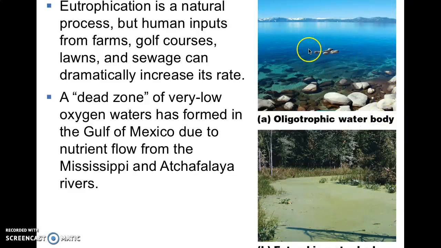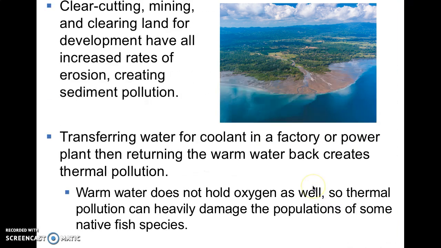We talked about the oligotrophic water body. So this is nutrient poor and high in oxygen. And then this is a eutrophic water body, which is very, very nutrient rich and low in oxygen. So you can see how the algae is covering the entire surface of the water. In here you can see the rocks at the bottom, which means that the sunlight is getting through, and that is not happening down here.